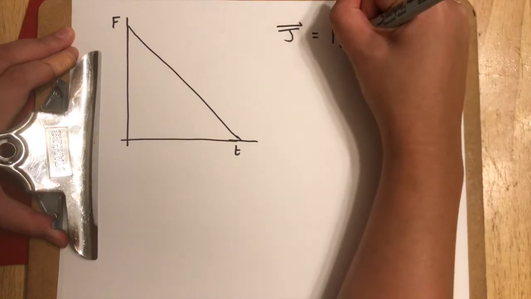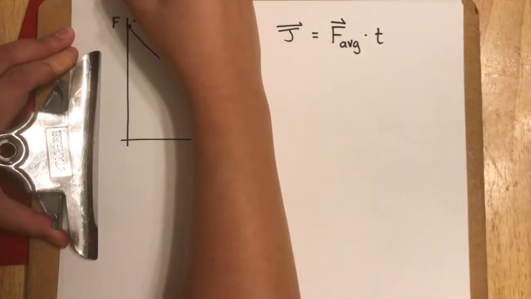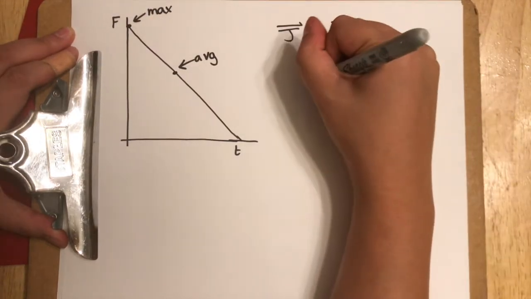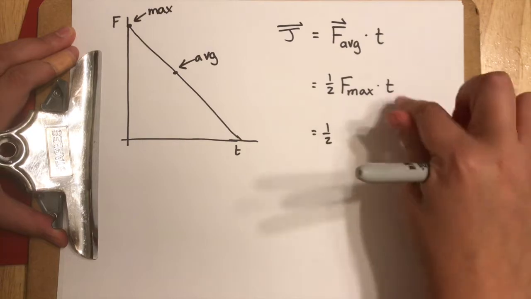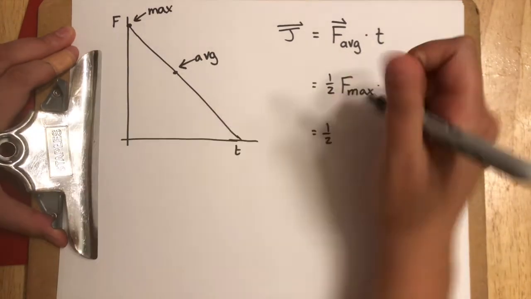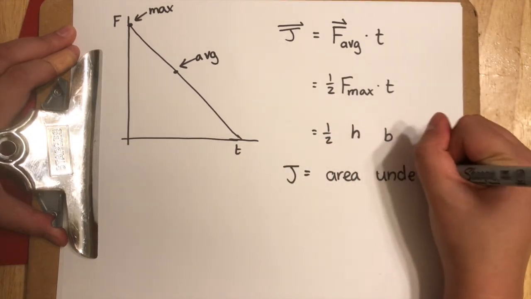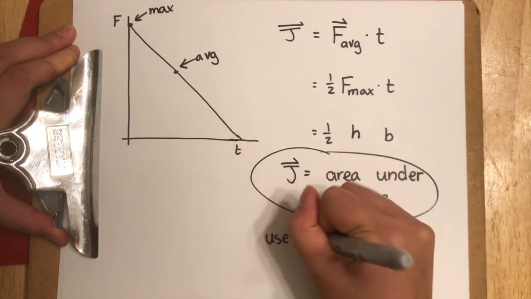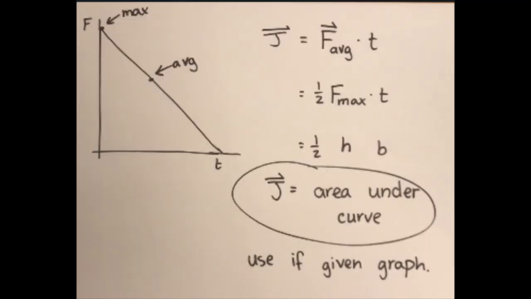So let's say that I am pushing an object and I'm just getting weaker and weaker and weaker. I start strong, I get weaker, and I still want to determine the impulse. Well, if I take the impulse, which is the average force times the time, notice that the average force is simply half of the maximum. But since time is the base of this triangle and F max is the height, well, then impulse is truly the area under this curve of the triangle from the x-axis upwards. You're going to use this equation whenever you're given a graph problem or a force that changes over time.